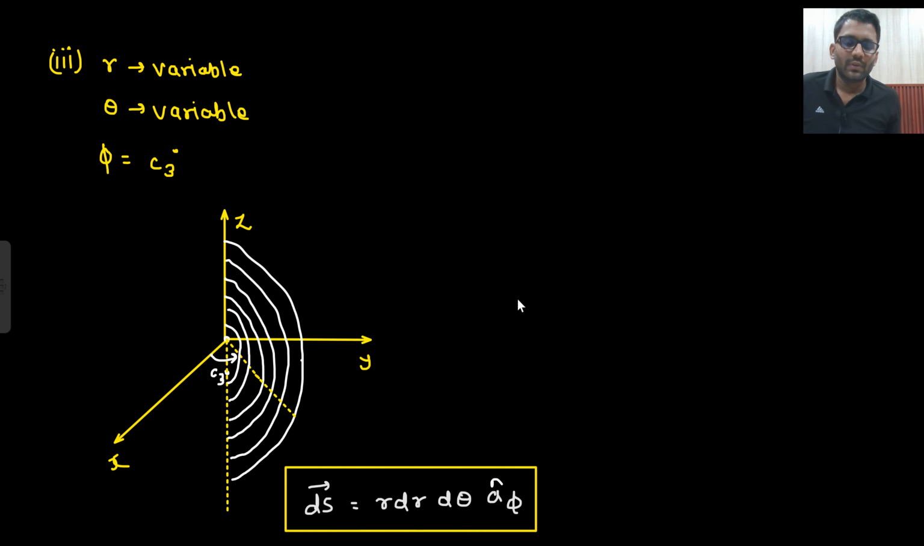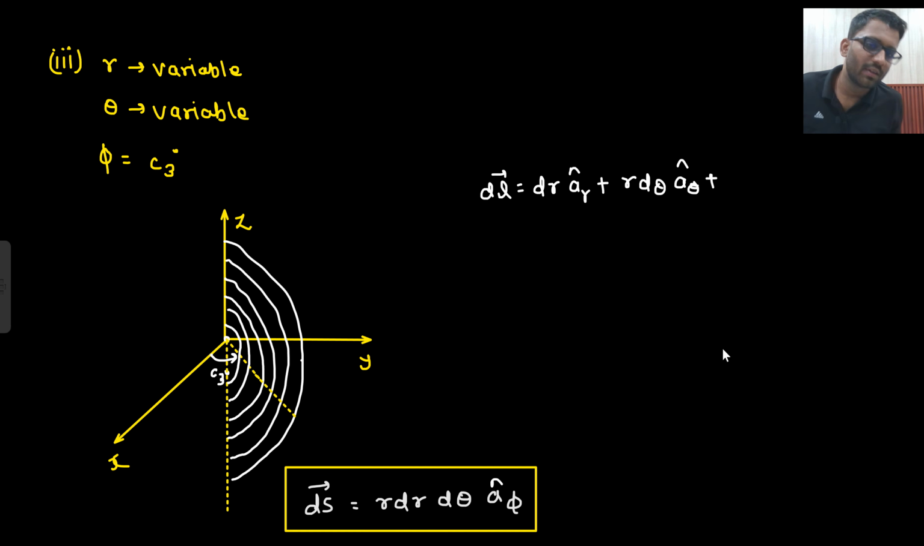Now, what is the summary? Summary is, what is my dl length? Dl length is dr, I will work in r; in theta I will work r d theta; and in phi I will work rho d phi. In phi I will work rho d phi. And what is rho? Rho is r sin theta. So in phi I will work r sin theta d phi.